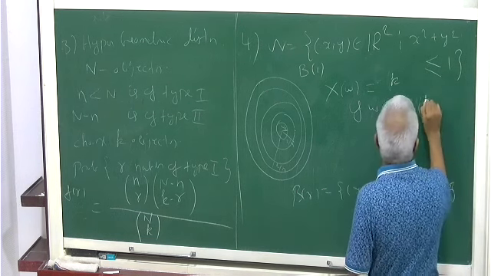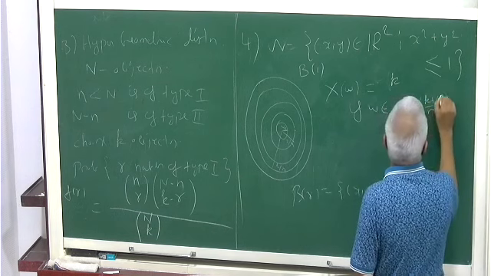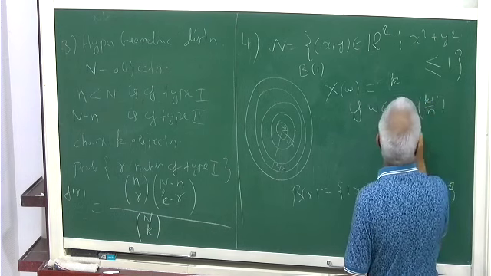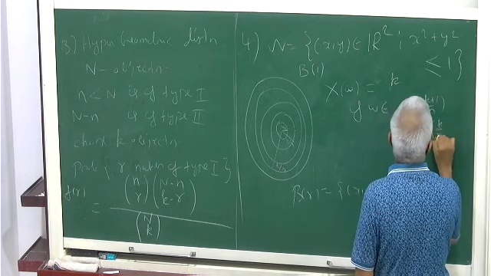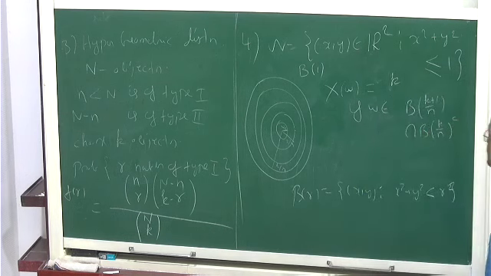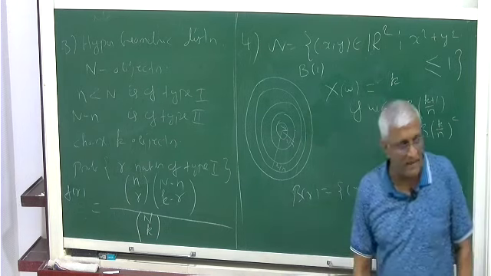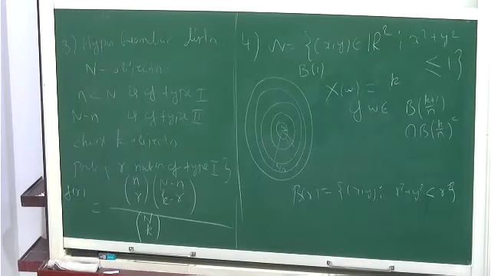B of (k plus 1) by n intersection the complement of B of k by n, then the value is k. You want to calculate the probability. For that, you have to define the probability.